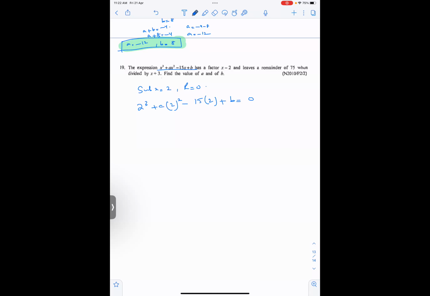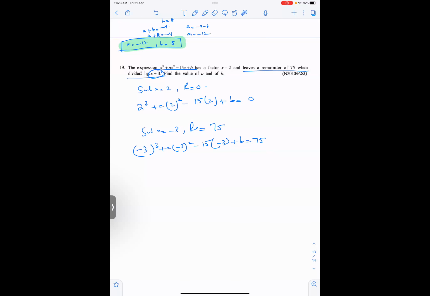Solve this, and you will get one equation. And the expression leaves a remainder of 75 when divided by x plus 3. Substituting x equals minus 3, because when you make x plus 3 equal to 0, you get x equals minus 3. The remainder in this case is 75. So now you plug in minus 3 in place of x. Simplify, and you will get another equation in terms of a and b. Solve the two equations simultaneously, and you will get the values of a and b.